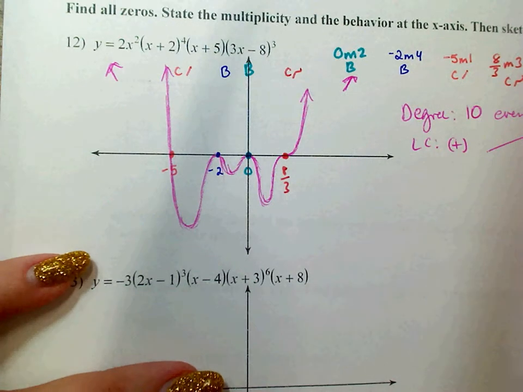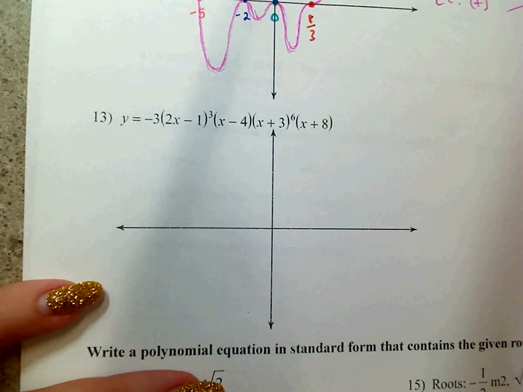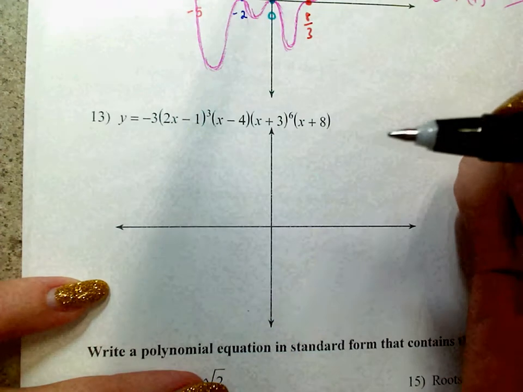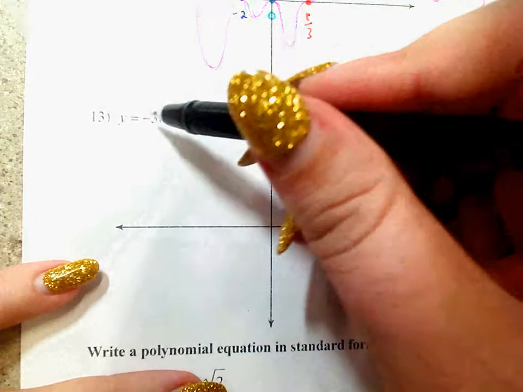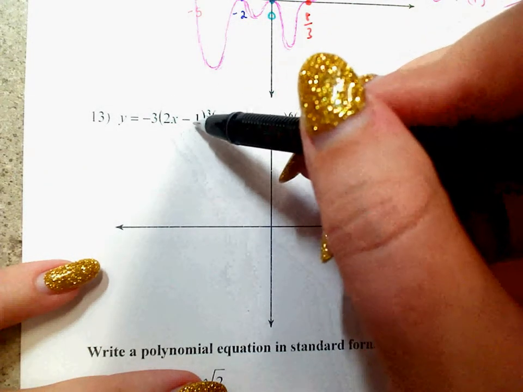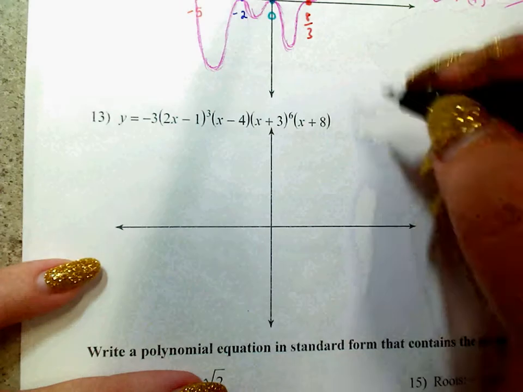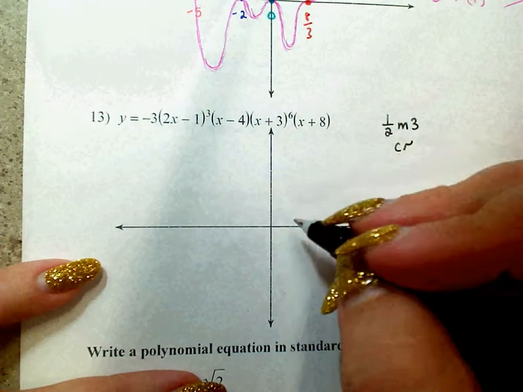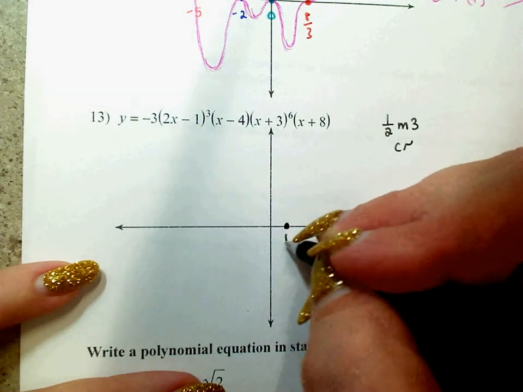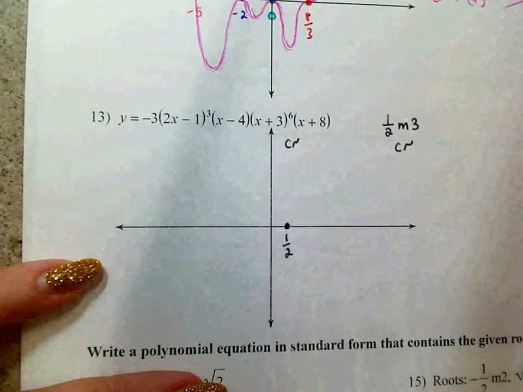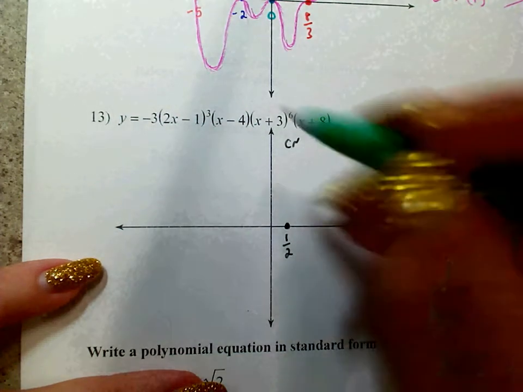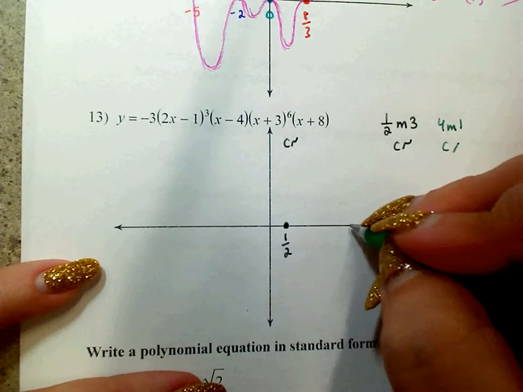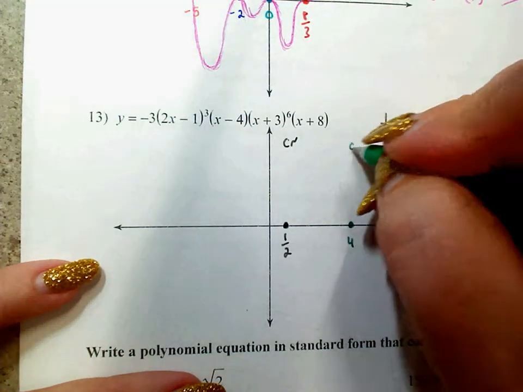Okay, number 13. The first root is, well, see, there's a negative 3 out front, but there's no variable, so there's not a root there. The first root is going to be 1/2, so add the 1, divide by 2, or move the 2 down. So 1/2 is my first root with a multiplicity of 3, which means cross with a wave. So 1/2, cross with a wave. The next one is, right here we've got 4 with a multiplicity of 1, which means cross straight through. So I'm going to go here and label that as 4, cross straight through.